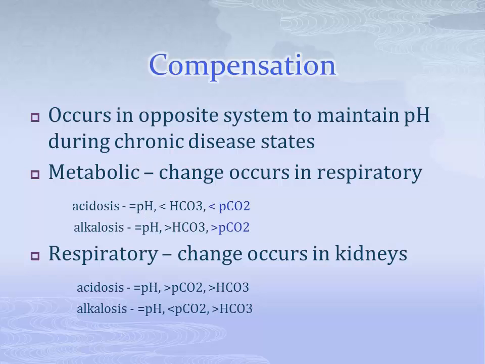So compensation, I've alluded to a couple of different times. Compensation occurs in the opposite system of where the initial problem is occurring. So compensation is trying to help maintain the pH. So if I have a primary metabolic problem, the change is going to occur in the respiratory system. So if I have acidosis, metabolic acidosis, my pH will be low.